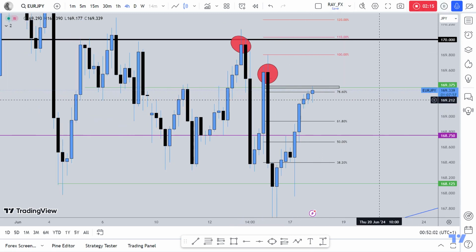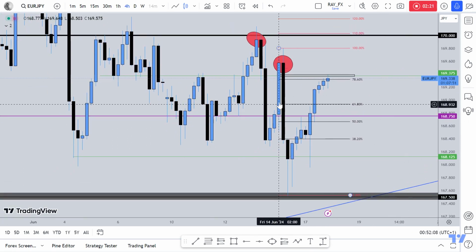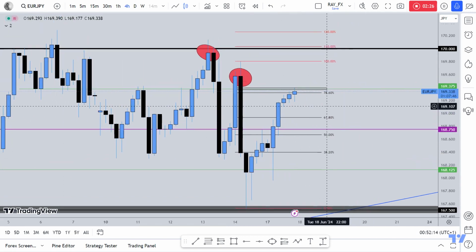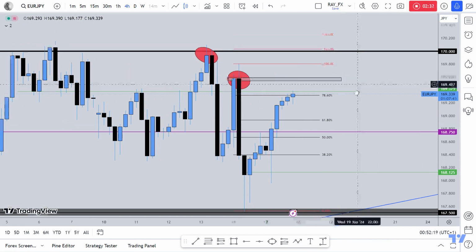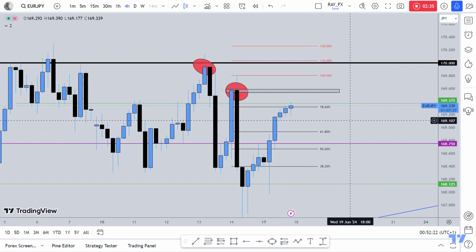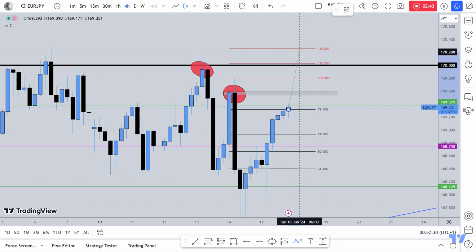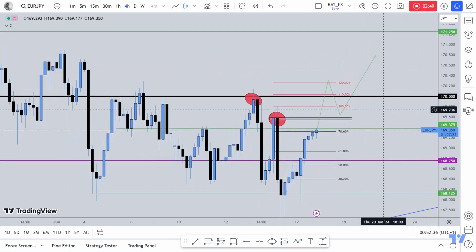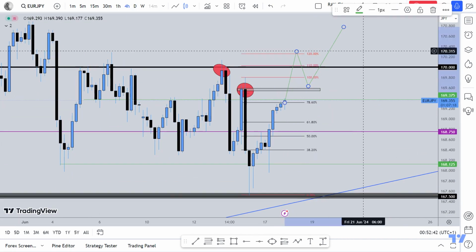Still more or less using the 4-hour structure, we can clearly see that the 4-hour structure is making lower highs, lower lows, lower highs. So for me to take a long setup now, I have to see one of two things happen. Price breaks above this resistance area here, makes a new higher low setup and then continues to the upside, following the bullish momentum currently on the daily.